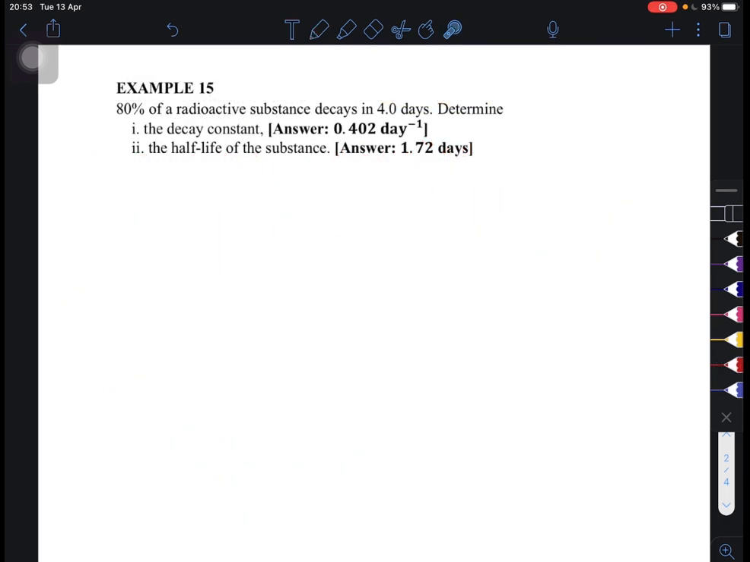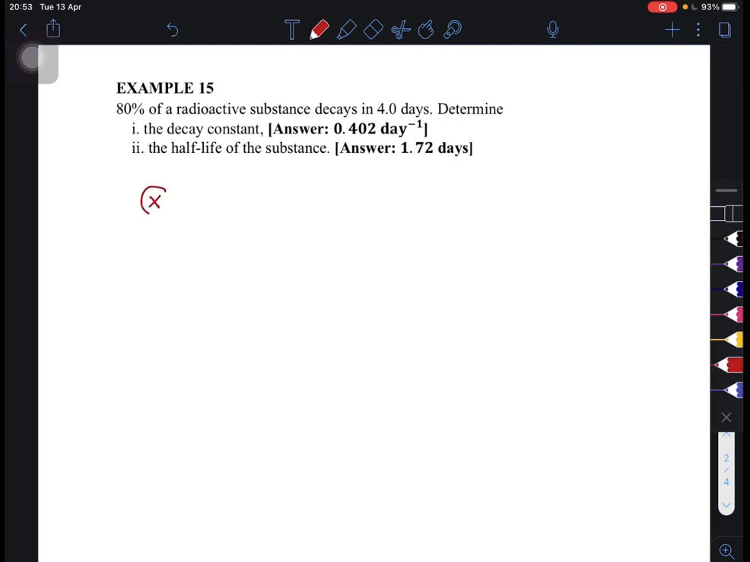Okay, next one, example 15. 80% of radioactive substance decays in 4 days. Determine the decay constant and the half-life of the substance. Okay, so we are given a substance. Let's say kita label dia sebagai X.